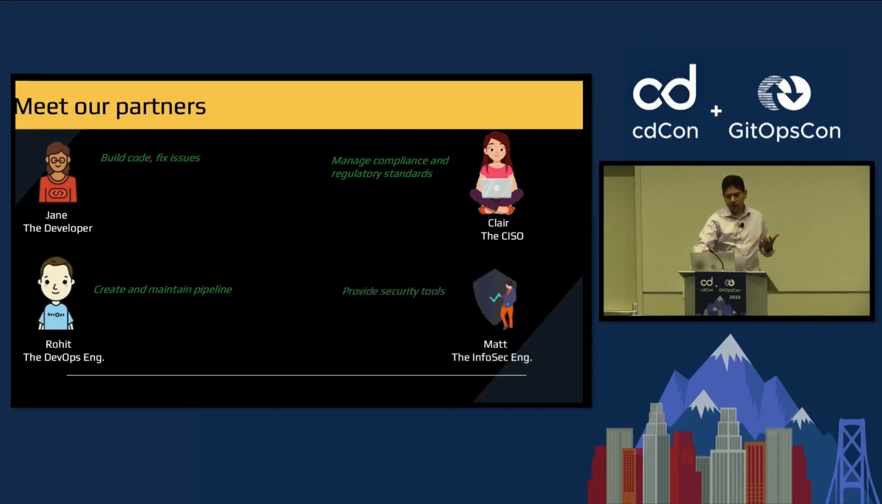And then the fourth important one is Matt, who is the InfoSec engineer. The InfoSec engineer is looking at the design, implementation and even the management of the different security controls and different security tools, right? To make sure that developers and the whole pipeline have the required tools and controls.